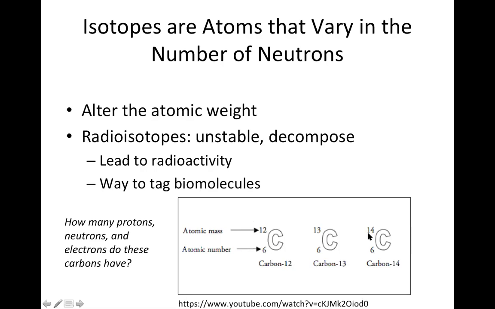And if the number of neutrons are unstable, so if it has way too many neutrons and it can't hold all of them in its nucleus, it will start to decompose and it will shoot off those neutrons.